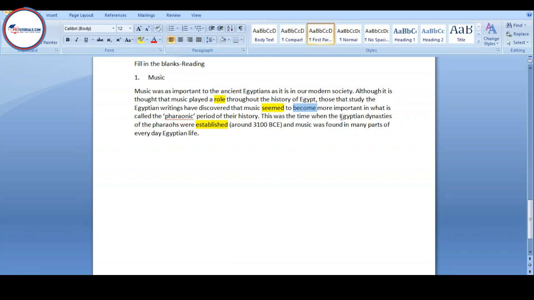Then this was the time when the Egyptian dynasties of the pharaohs were. Now you know there are four types of sentences. One is interrogative sentences, where you get a question mark. Second is exclamatory, where you get an exclamation sign at the end. Third is declarative, where all the tenses are involved. And fourth is assertive sentences.